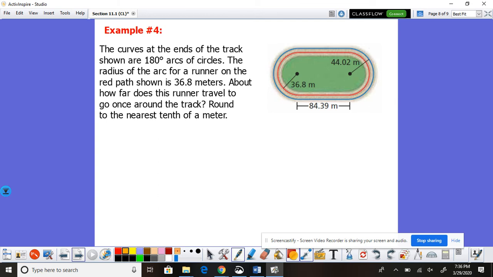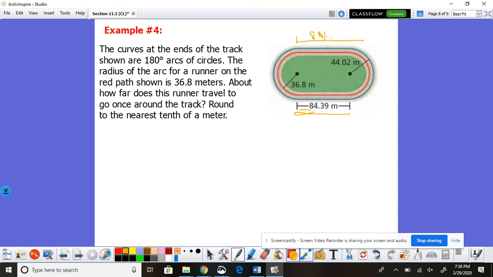Another word problem, and then we'll do some degrees to radians conversion, and then we'll be done. All right, so a word problem. A runner's going to run around this track shown here. Okay, so we know this is 84.39 on the bottom, which means it's 84.